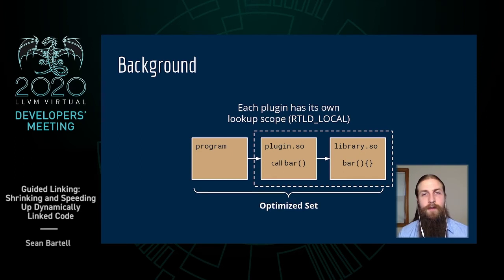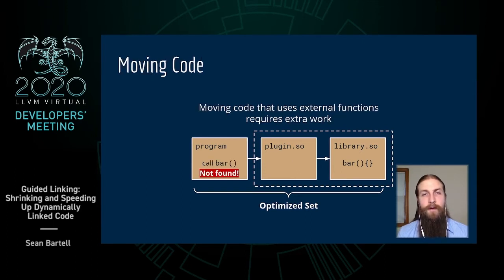This new local scope is separate from the global scope, which contains the main program and its dependencies. No code in the global scope will be able to use any symbols defined in the local scope. That creates a problem for us because we want to move code from the plugin to somewhere else.